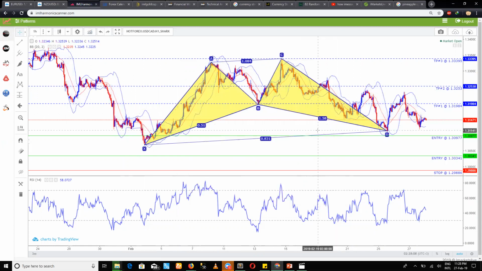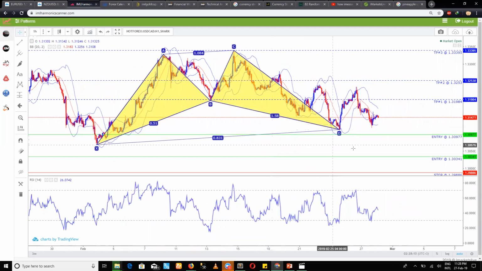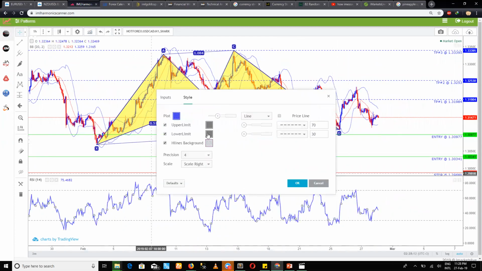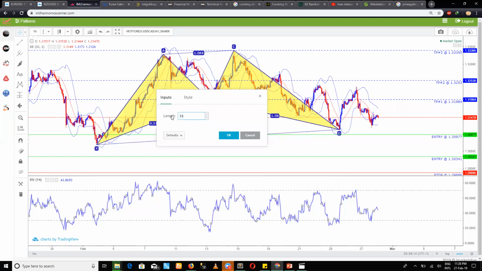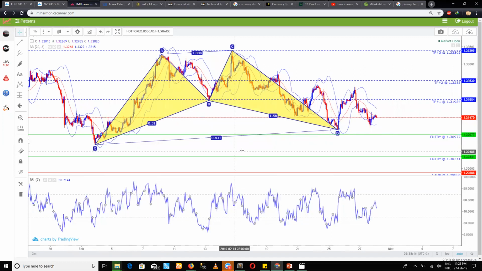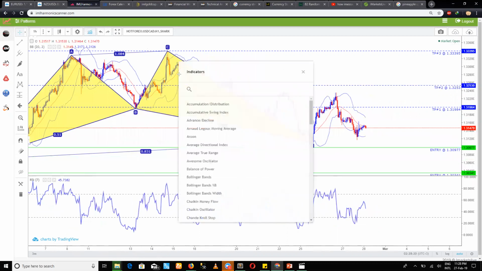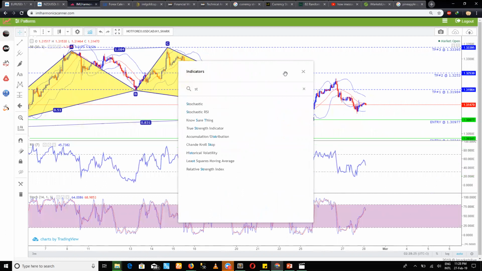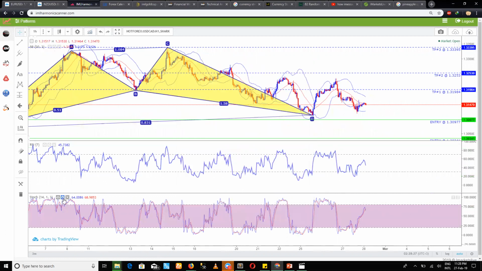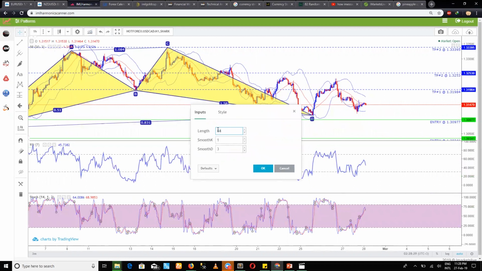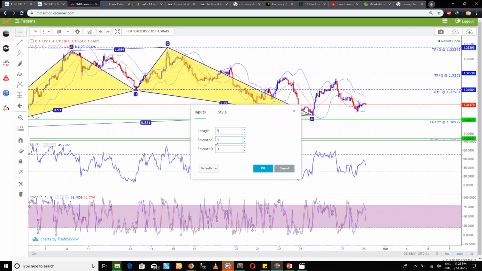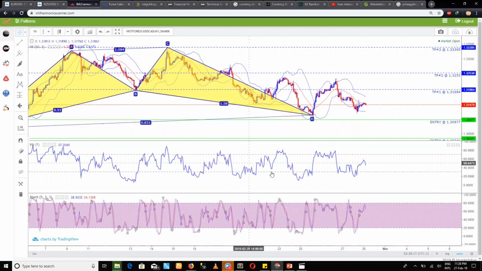So we change that, take the lines off, and then we want to change our RSI settings to 7. Now the last thing we want to add is stochastic. Same indicator, stochastic. You add stochastic, you change the settings on stochastic to 5, 3, 3. So we have 5, then we change this to 3, then okay.